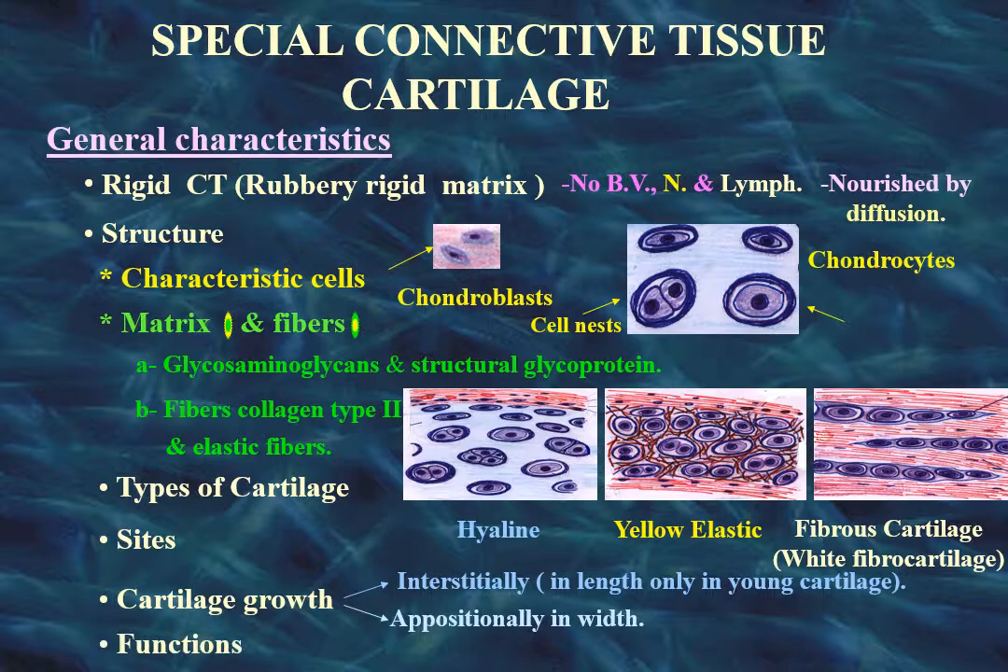Functions. Cartilage, together with the bone, forms the skeleton of the body. Cartilage helps easy movements by covering the articular surfaces of the bone by articular cartilages at the joints. Cartilage keeps the respiratory passages patent by forming a cartilaginous ring around the bronchial tree.